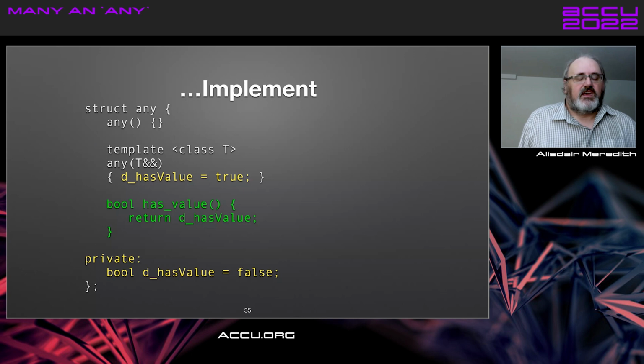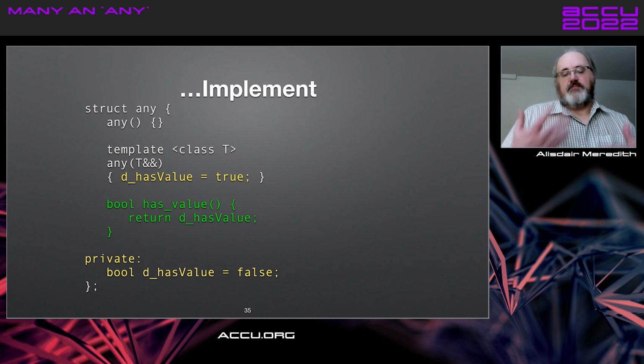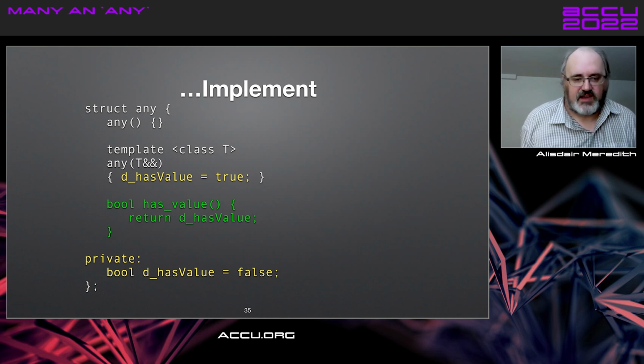I'm using default member initializers so that, if I don't provide anything in my constructor to say what has value is, it will always default to false. And if I call the constructor that takes an argument, well, has value better be true because we've just given it a value. And we now have the has value function to query it.